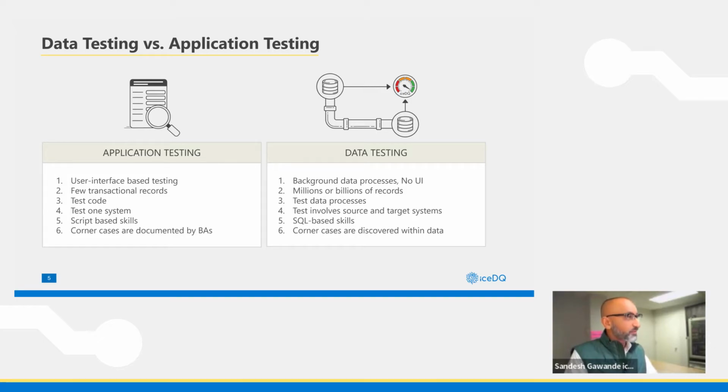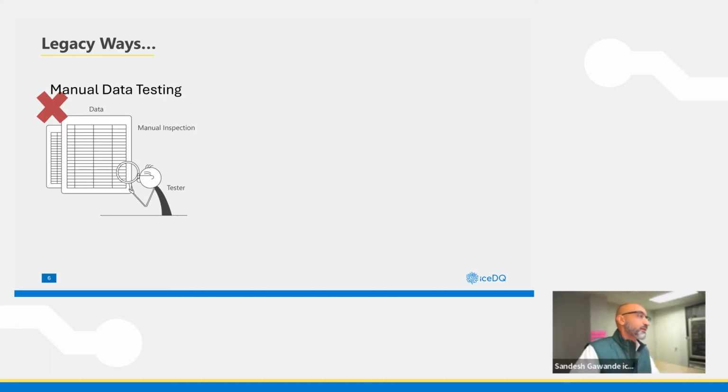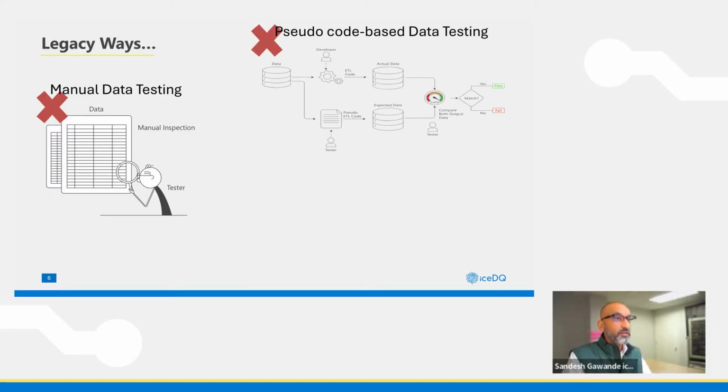So now let's go next. How do people test? You must have seen this. People look at data, open Excel, and manually inspect. They check whether the customer name is correct, whether the email is correct. You really cannot do this because there are millions and billions of records. How many records can you test? Not more than 100.